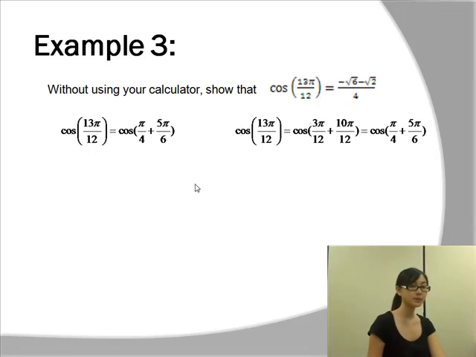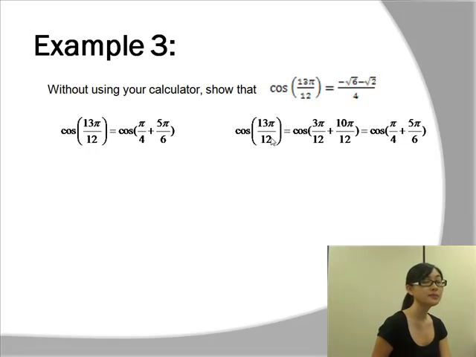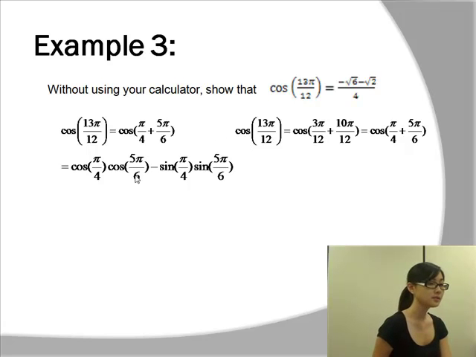Some of you might be confused by how I did this, so I'll break it into steps. We have cos of 13 pi over 12. We can write it as cos of 3 pi over 12 plus 10 pi over 12 because 3 pi plus 10 pi equals 13 pi. 3 pi over 12 is the same thing as pi over 4, and 10 pi over 12 is the same thing as 5 pi over 6. We do this because now we have cos of A plus B. In this case, A is pi over 4 and B is 5 pi over 6. And it's very easy to evaluate cos of pi over 4 and cos of 5 pi over 6.